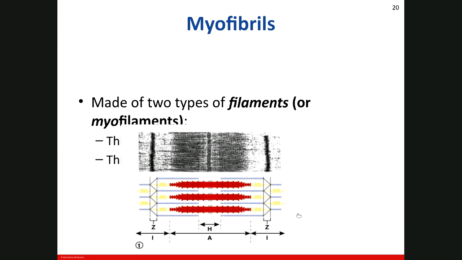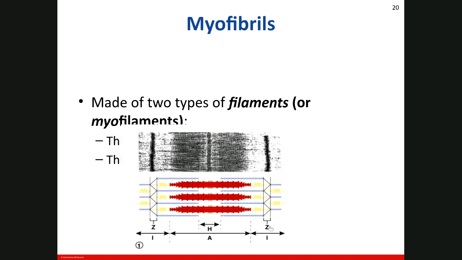So up to now, you know that we have myosin in the center. This myosin is the thick filament and we call it the A band. On both sides of the A band, you can see only actin here. This actin is the thin filament and we call it the I band. Each sarcomere starts from one Z-line to the next Z-line.